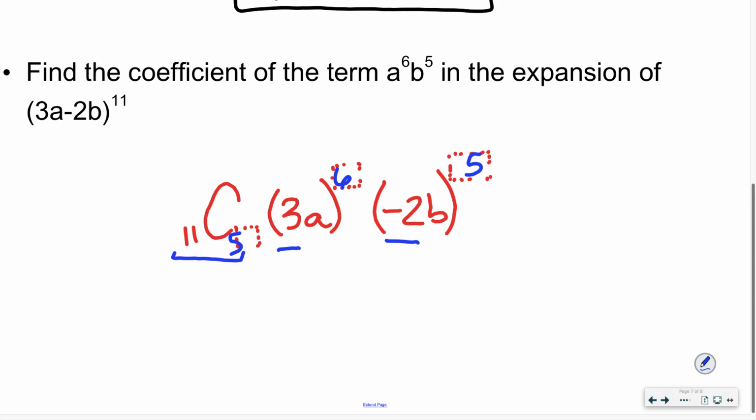And then it's 729 for 3 to the 6th. And then since we already know it's negative 32. So let's multiply all of that together. Negative 10,777,536.